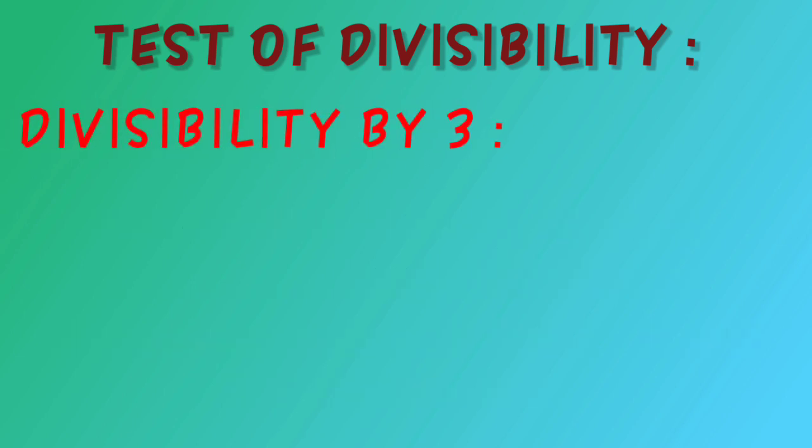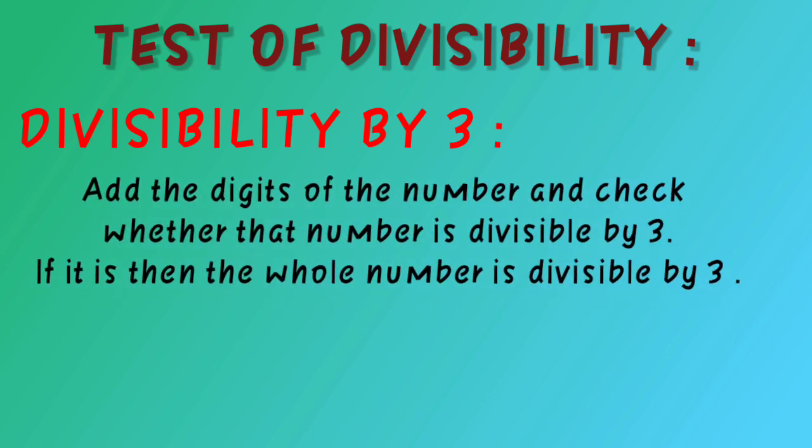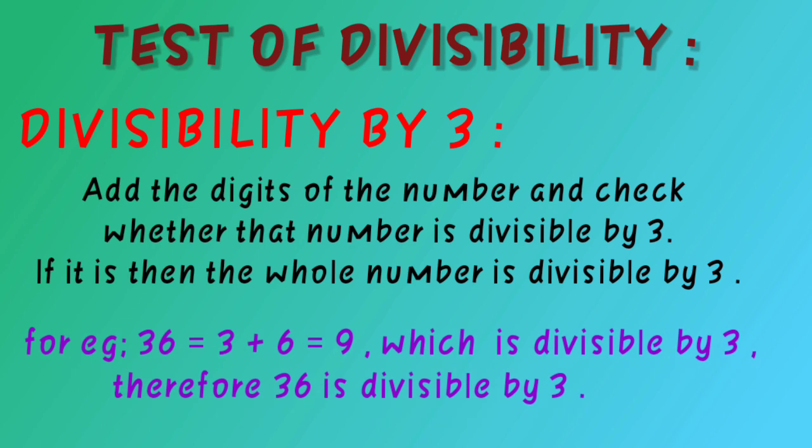Next, divisibility by 3. To know this, we'll just add the digits of the number and check whether that sum is divisible by 3 or not. If it is divisible, then the whole number is also divisible by 3. Otherwise, it's not. For example, a number is given 36. First, we'll add the digits of 36 like 3 plus 6 equals 9, which is divisible by 3. So, we'll get to know that 36 is also divisible by 3.